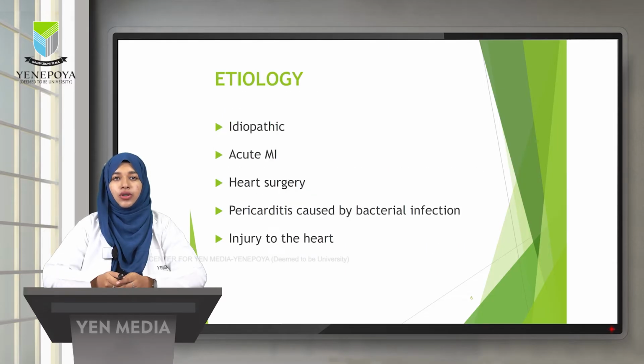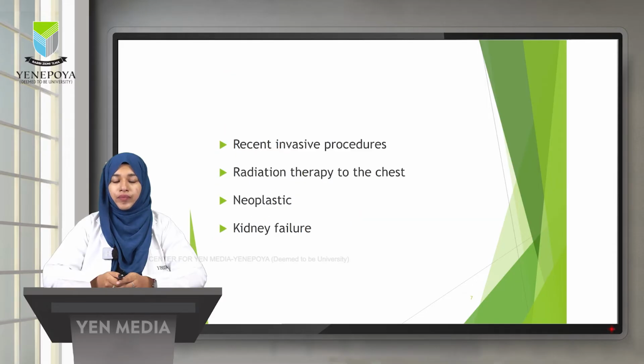So let's move on to the etiology part. These are nothing but the causes of why cardiac tamponade happens. The first one is idiopathic. The next are acute MI, heart surgery, pericarditis caused by bacterial infections, or injury to the heart. The next are any recent invasive procedures done on the patient, any radiation therapy to the chest, neoplastic causes, or kidney failure. These are the causes why pericardial tamponade can happen.